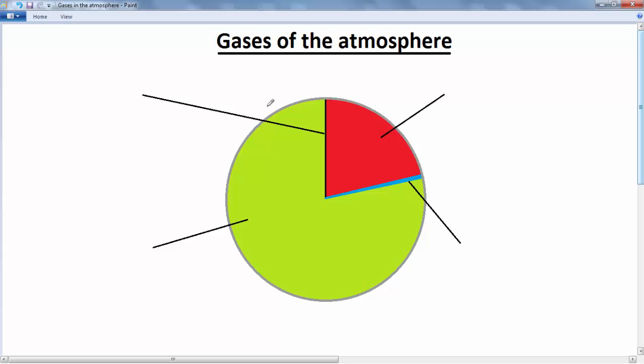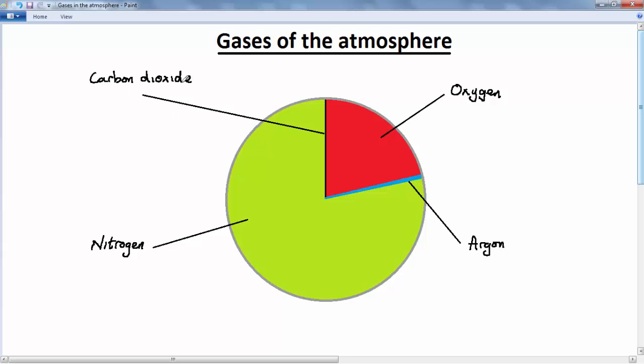In the next two lessons, we're going to look at the gases of the atmosphere. Now, this pie chart represents the relative percentages of the most important gases. So we have the most abundant gas, which is nitrogen, here in green, and then the second most abundant is oxygen, here in red, and then in blue we have argon, and this black line here represents carbon dioxide.